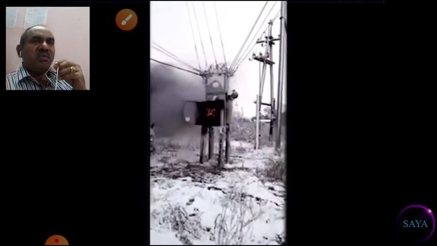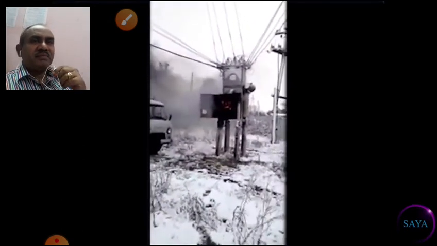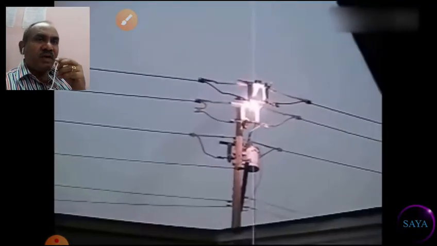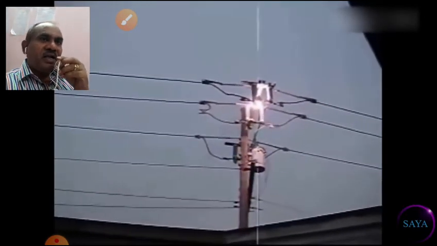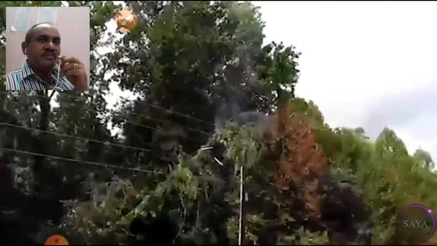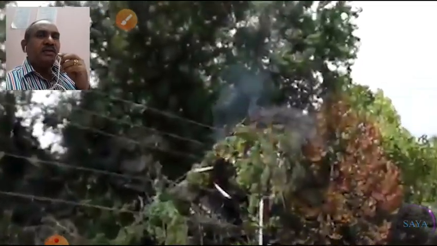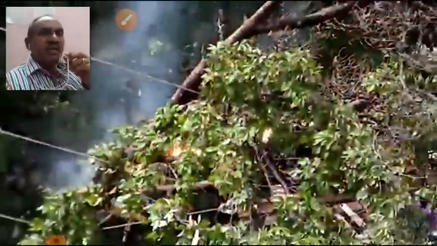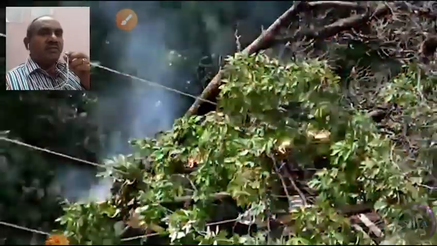Whatever the insulation, that may melt. You can see what is the severity of electrical energy. Under normal condition, nothing will happen. If anything goes wrong, you can see it. What is the severity? It has to trip immediately, otherwise the fault severity is very, very high.